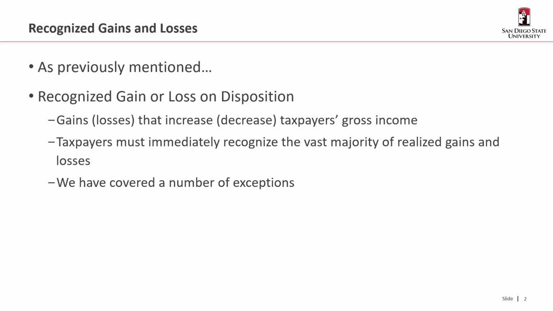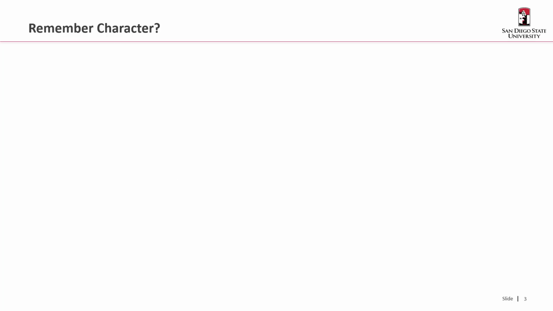So recognized gain or loss on disposition: gains that increase taxpayers' gross income, losses that decrease taxpayers' gross income. That's what it means to recognize. We know now that almost all realized gains and losses are recognized. We have covered a number of exceptions, however, things like the wash sale rules. And now we've covered new things in the last module. We did involuntary conversions. We did like-kind exchanges. So we've done a number of things that have tripped that up. But for the most part, still, we live in a world where almost all realized gains and losses are recognized. Maybe the one large category is personal losses.